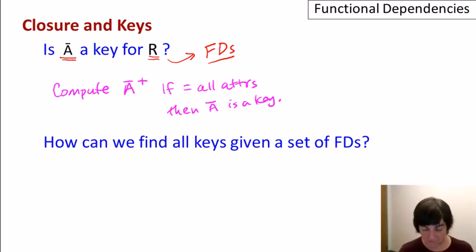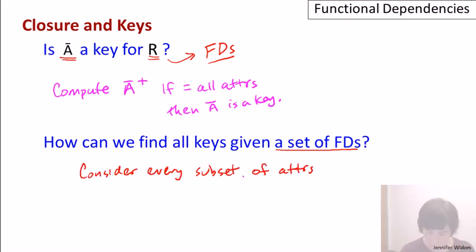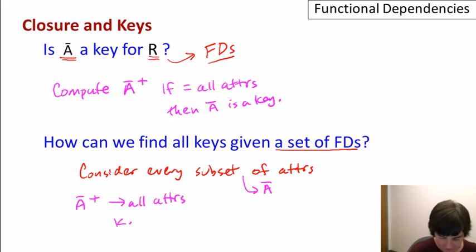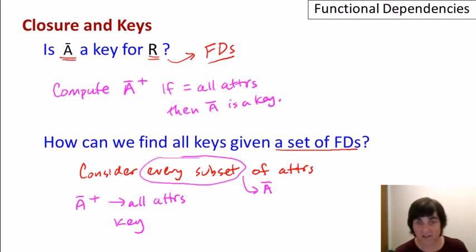As a more general question, let's suppose we're given a set of functional dependencies for a relation. How can we use it to find all of the keys for the relation? So we use the same basic idea of computing closure, but this time we have to do it for every subset of the attributes. So let's call each subset A bar, and we just check if the closure of A bar determines all attributes. And if it does, then it's a key. And by considering every subset of the attributes in R, then we're considering every possible key, and we'll just check for each one whether it's actually a key.